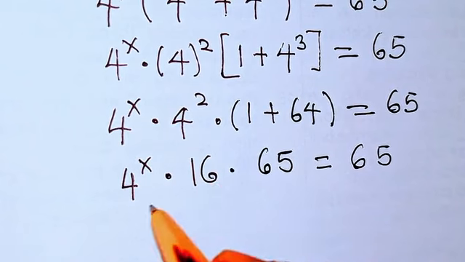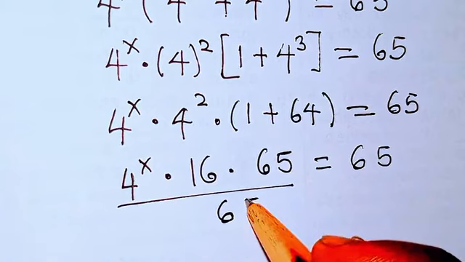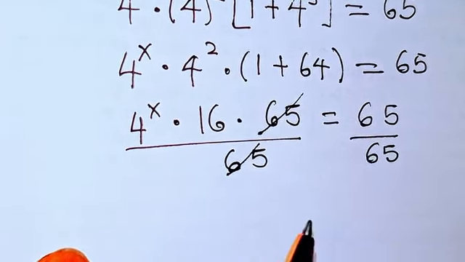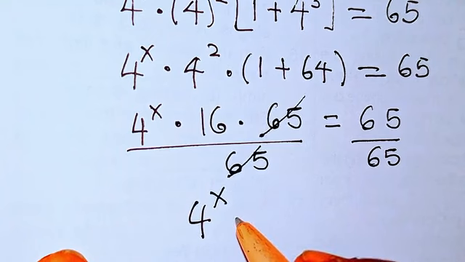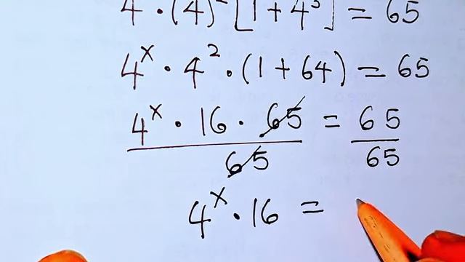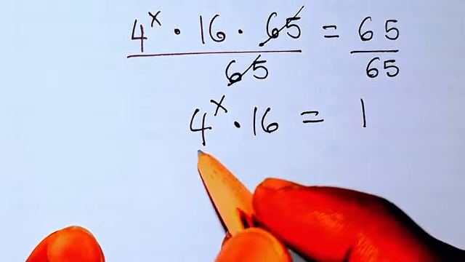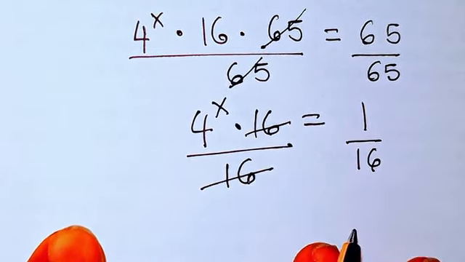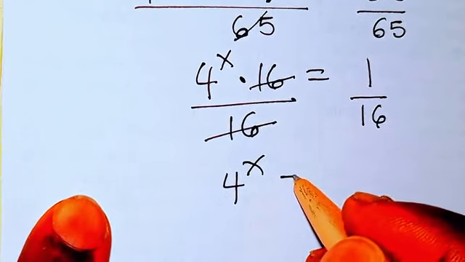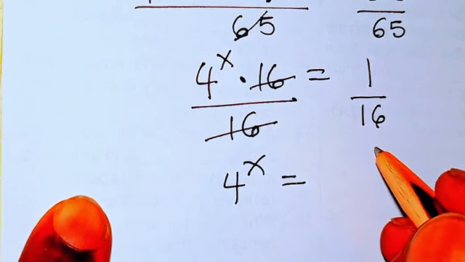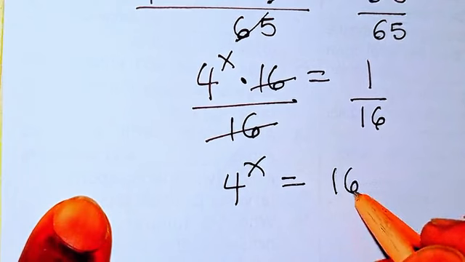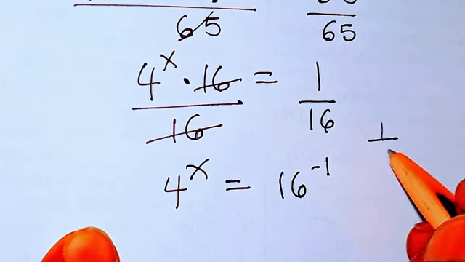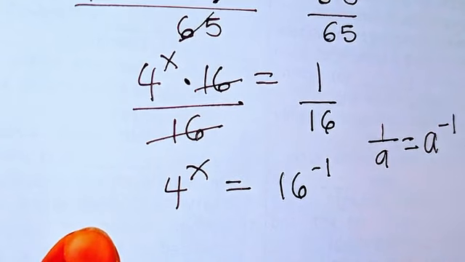So as you can see, if you divide through by 65, we cancel this, so we have 4 to the power of x times 16 equals 1. So now from here, we're going to divide both sides by 16 again. Okay, so we cancel this, we have 4 to the power of x equals, we can write this as 16 raised to the power of minus 1, from the law of indices that says if you have 1 over a, it can be written as a to the power minus 1.